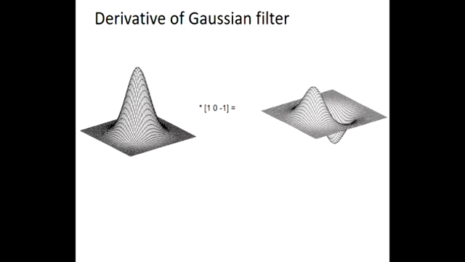You can create a difference of Gaussian filter just by taking a Gaussian filter and then filtering it with 1, 0, -1.